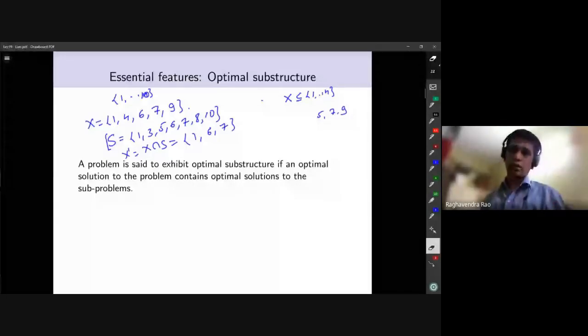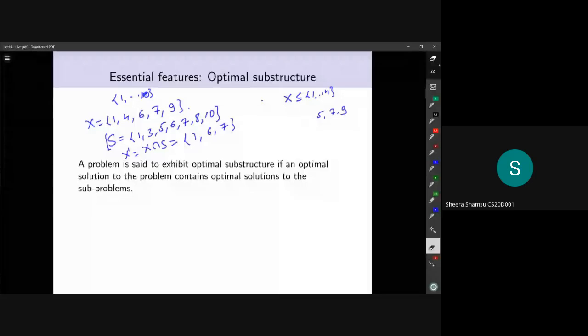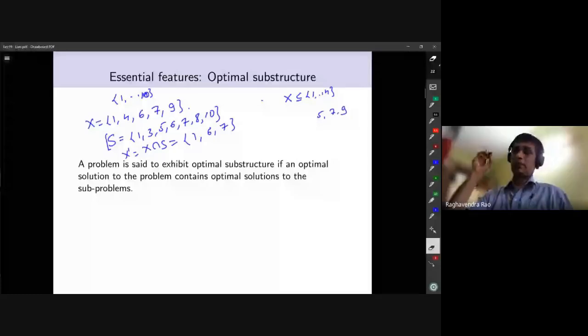Shira, you had a question? Sir, because optimal substructure exists, that's why greedy choices work, right? Yes. So that is the essential feature of the problem for admitting a greedy algorithm.